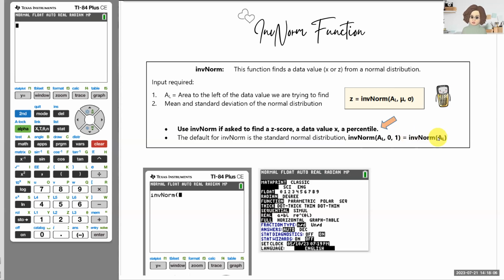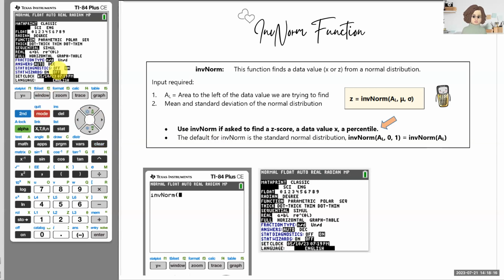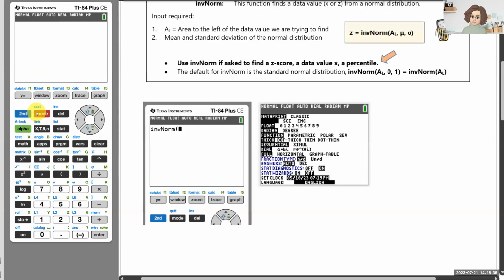One last thing before we start, I will be working with my stat wizards turned off. Under mode, I'm going to come over to my calculator mode. I work with stat wizards off. Just a reminder, not everyone has stat wizards, but if you do, you'll want them off if you want your screen to match mine as I step through my examples. All right, then we will jump in and take a look at some problems.